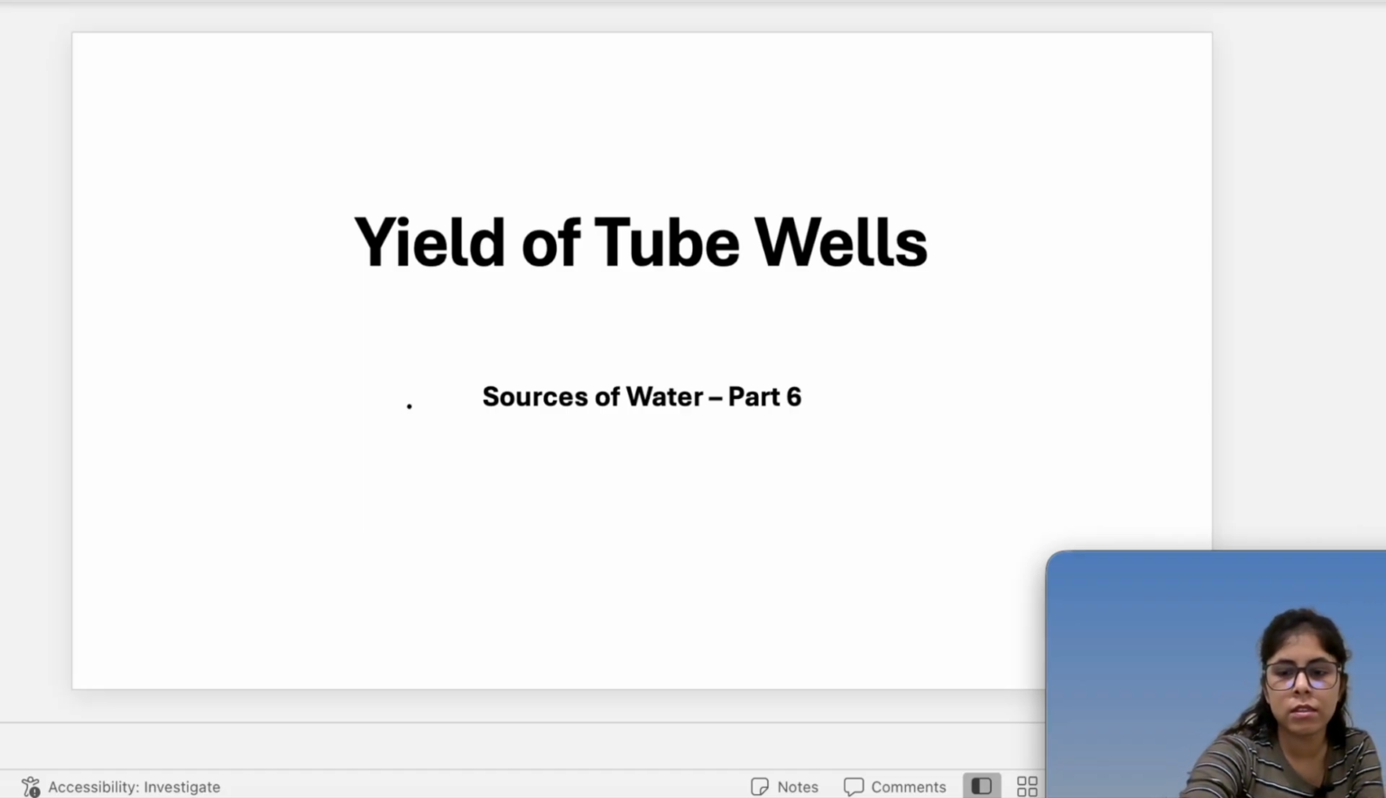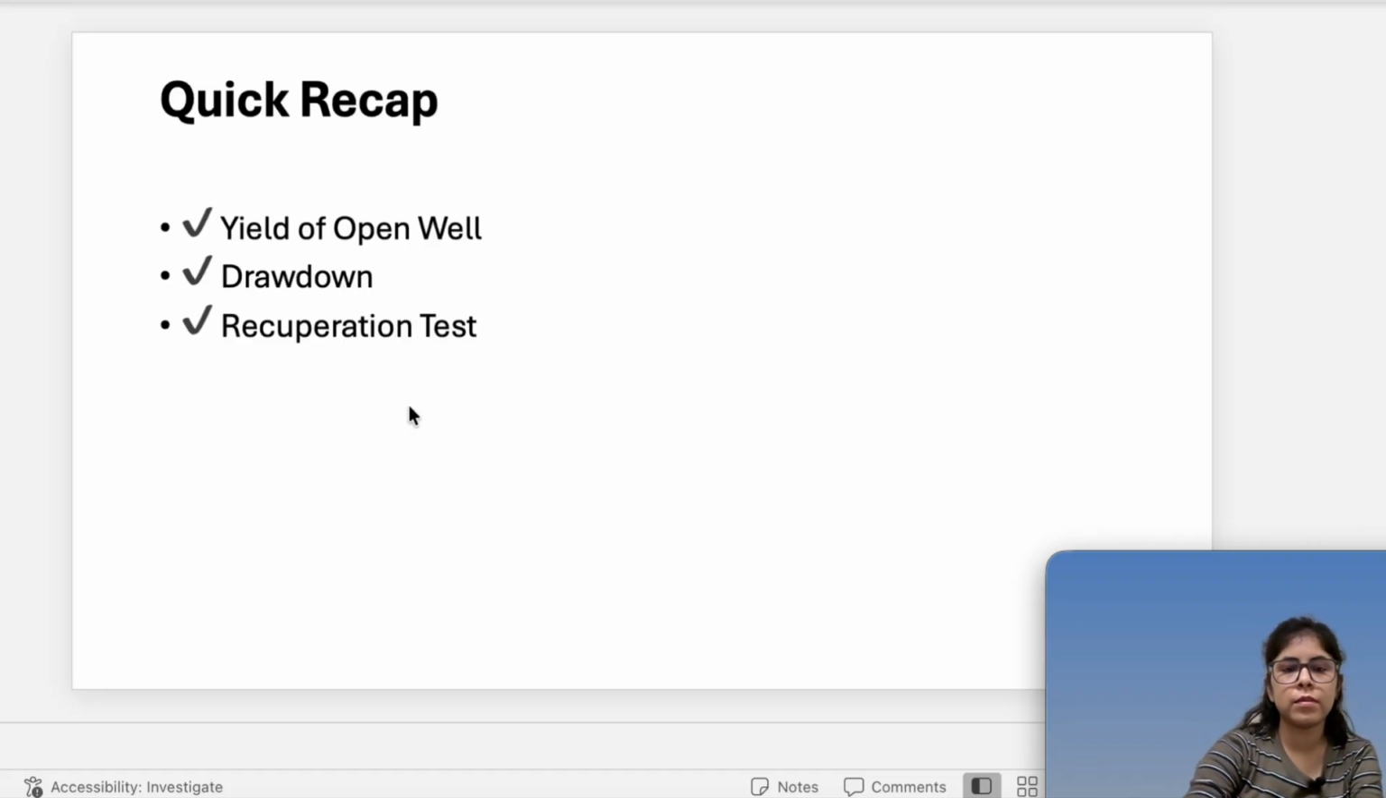So let's see a quick recap. In the previous lecture we did yield for open well. For open well, we have seen there was the pumping method and the recuperation test, and we calculated the yield. And then we saw what drawdown is, and the recuperation test. We have done that. So this is what we studied in the previous lecture.